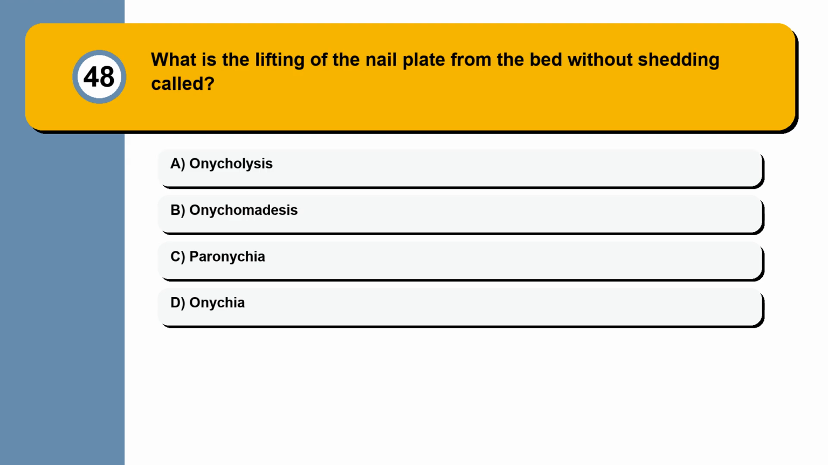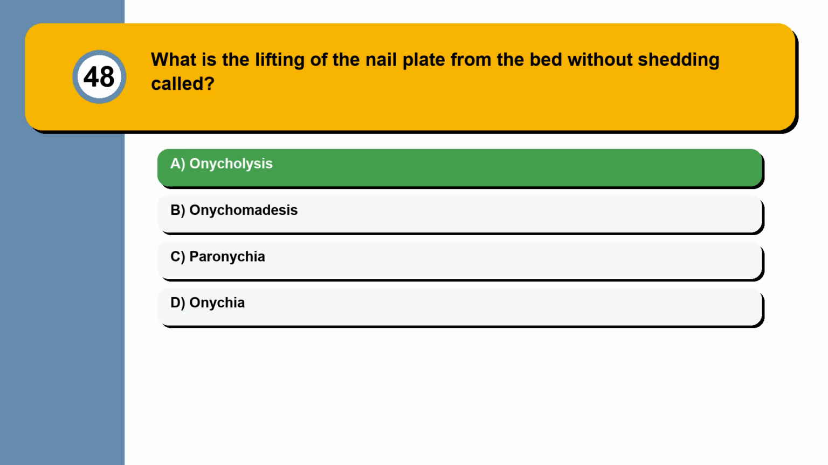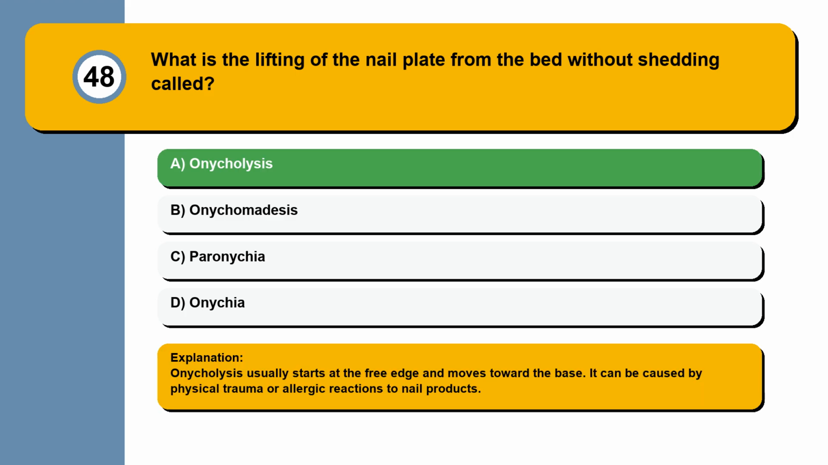Question 48. What is the lifting of the nail plate from the bed without shedding called? Onycholysis, onychomadesis, paronychia, onychia. Onycholysis usually starts at the free edge and moves toward the base. It can be caused by physical trauma or allergic reactions to nail products.